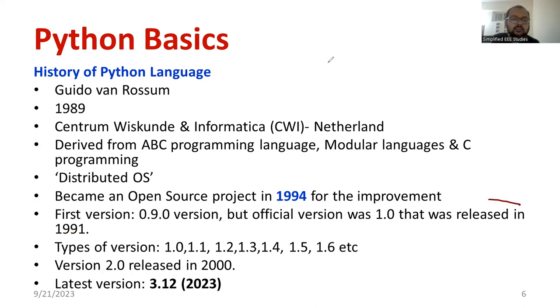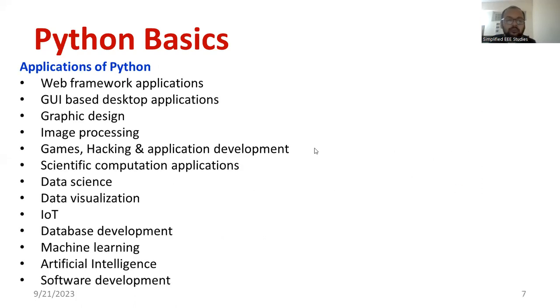So hope you understood the history of the Python language. There are a few applications you can observe. It is mainly suitable for web development, graphical user interface (GUI) development, game development, plotting, graphic design, and image processing. Then hacking, application development, mobile application development. It is also suitable for scientific computation. It is mainly used in data science, especially for data analytics. You can use it for business analytics, to understand whether a business firm is doing better or not based on the previous data.